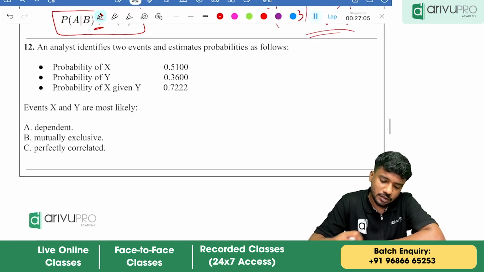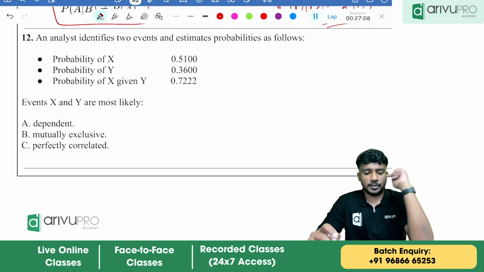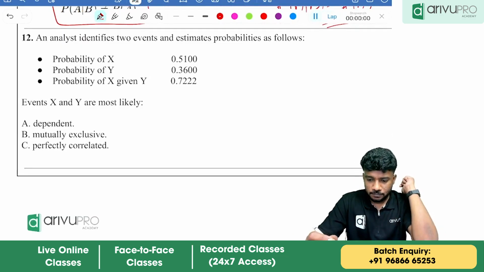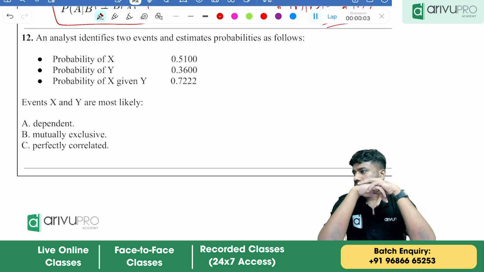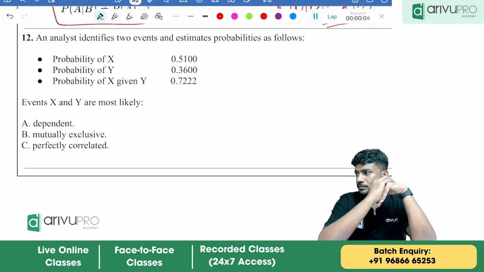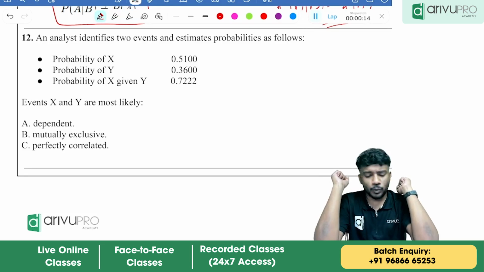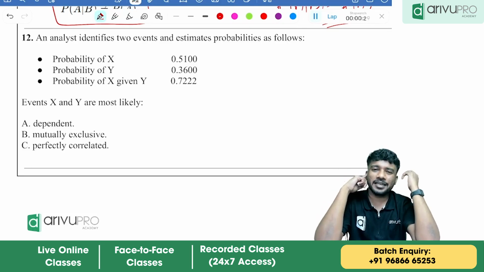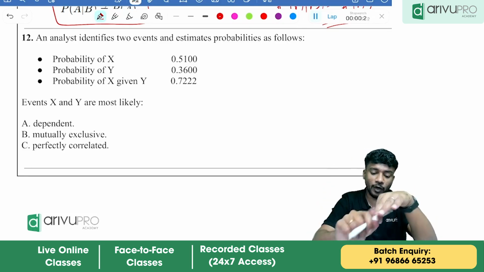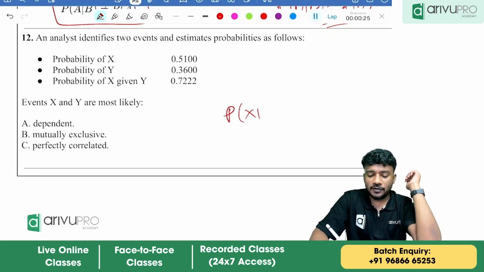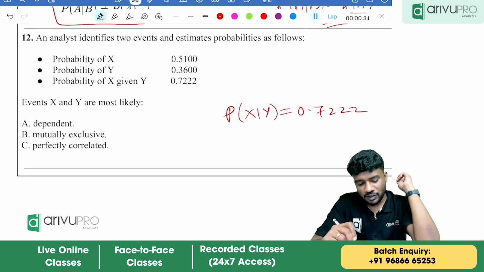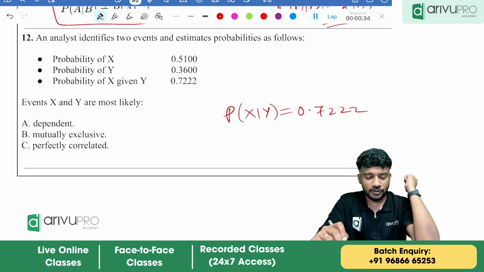Now, the first question. Try to solve this one. 12th question. The timer starts now. An analyst identifies two events and estimates the probabilities as follows. Probability of X is equal to 0.51. Probability of Y is equal to 0.36. Probability of X given Y, that means P of X given Y, is equal to 0.7222. Then events X and Y are most likely what type of event?